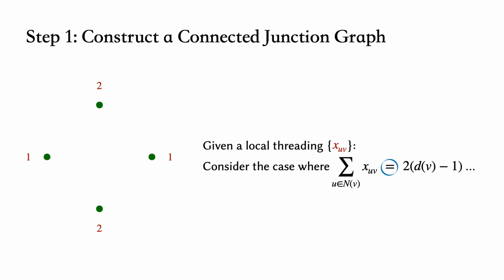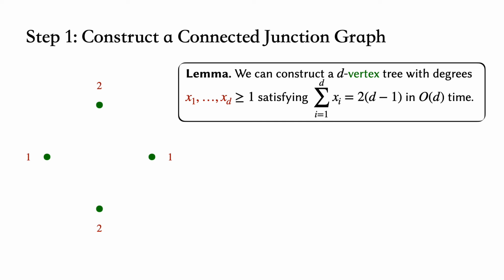In the paper, we show the generalization. To begin construction of the junction graph for this example, we have a vertex for each tube incident with a junction with desired degrees equal to the counts. The claim is that we could construct a tree on these vertices that satisfies these given degrees.